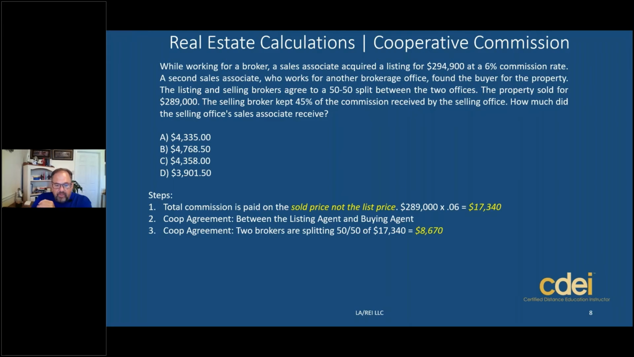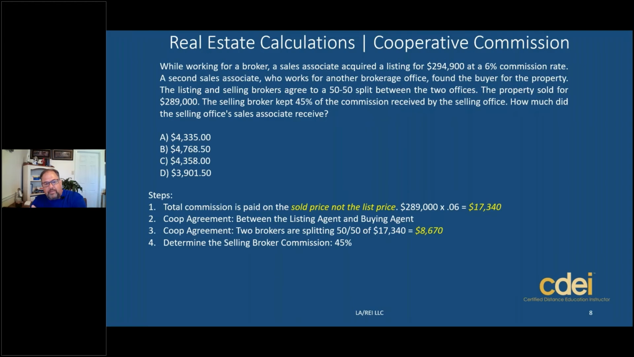Now, the next thing you want to compute is the selling broker's commission. It says on line 4 that the selling broker kept 45% of the commission received by the selling office. Okay, that's how much the selling broker is going to keep out of this 50-50 split.